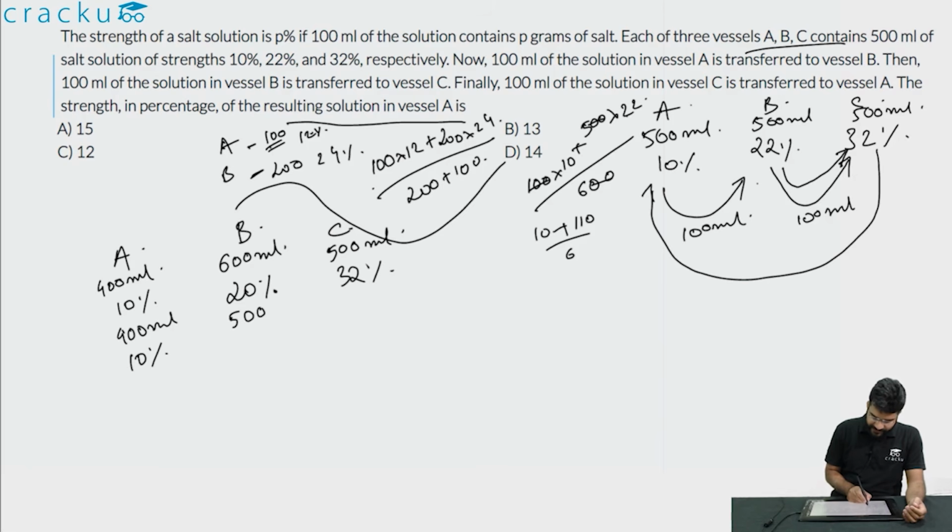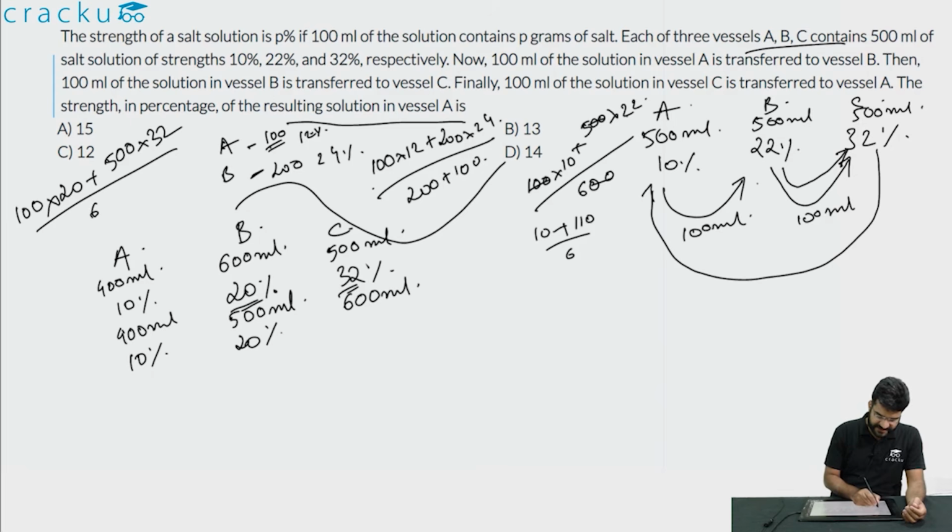B will have a decrease in volume. From 600 ml it will become 500 ml. The strength will not change. It will become 20%. C's volume will increase from 500 to 600 ml and the resultant strength will be the same formula that we have applied. 100 ml from B, the strength of B was 20%, plus 500 ml of C into the strength of C is 32%, by the total volume, that is 100 plus 500 is 600. We will again cancel off 100. So this will be 20 plus 5 into 32 is 160 by 6. 20 plus 160 is 180 by 6 is 30%.